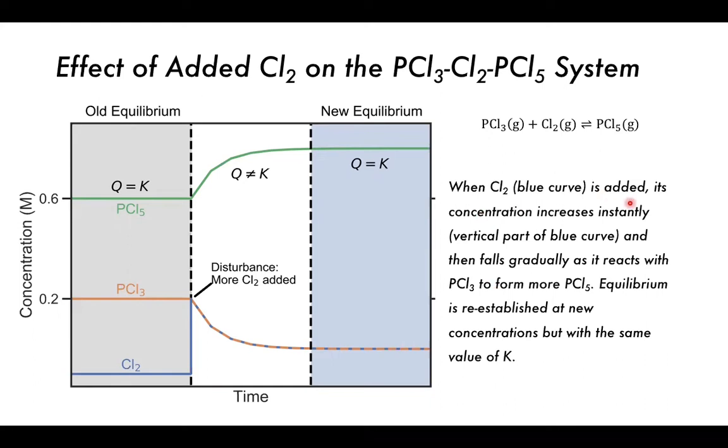So when Cl2, the blue curve, is added, its concentration increases instantly. That's the vertical part of the blue curve. You can see it go up here. And then it falls gradually as it reacts with PCl3 to form more PCl5. And this equilibrium is reestablished at new concentrations, but with the same value of K. So the ratio between the concentrations is the same as before. The K value is the same. The ratio between the concentration of the products and the concentration of the reactants is going to be the same. So Q is going to be equal to K at this new equilibrium.